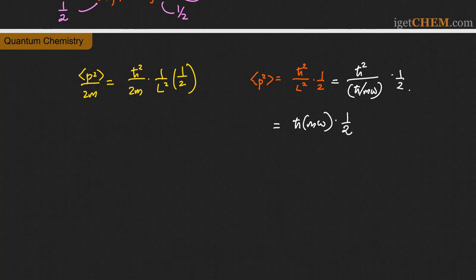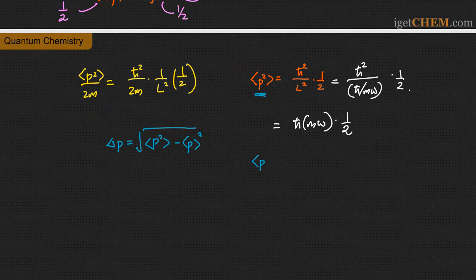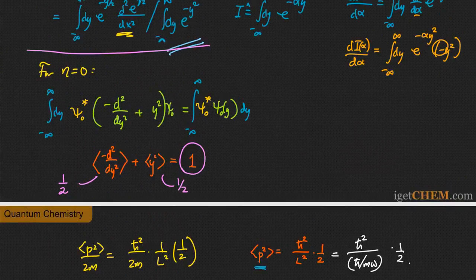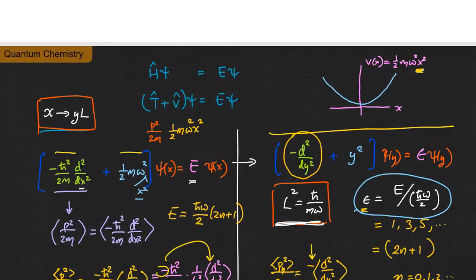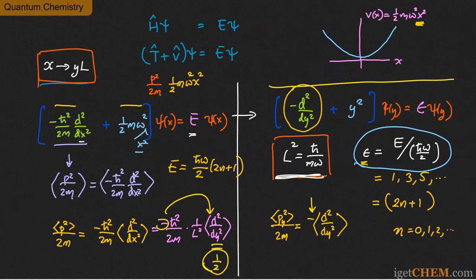And we need to calculate delta p, which is the square root of the expectation value of p squared minus the expectation value of p, squared. So we've got p squared right there, averaged. So the question is, what is this expectation value of p? Well, that's also fairly easy, because the expectation value of p is going to go to 0. The reason, again, is because the potential is symmetric. So the harmonic oscillator potential looks like that.